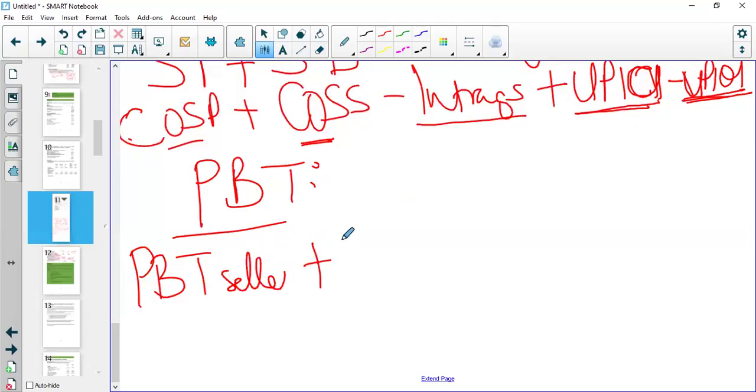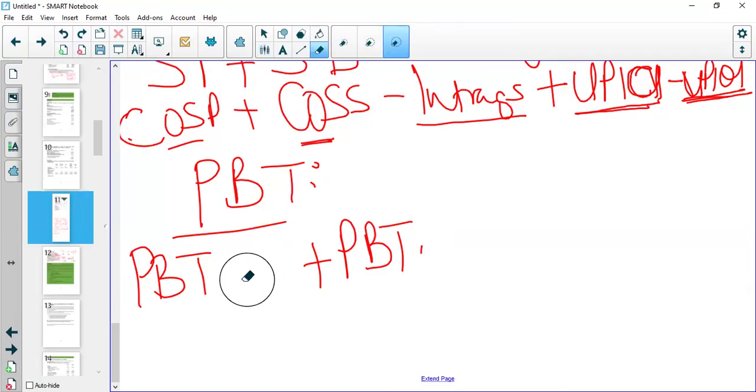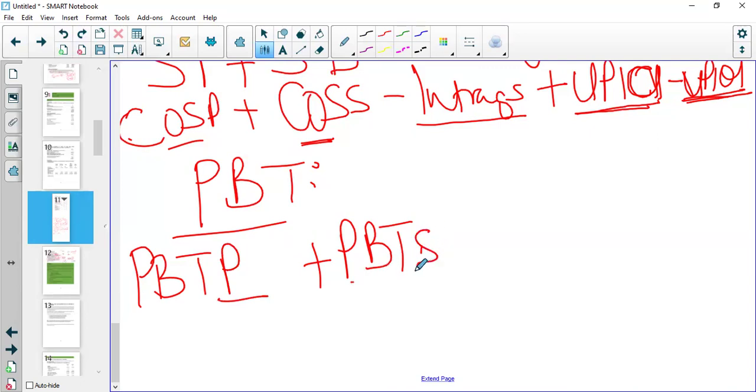Plus profit before tax of the, no, not of the seller. Why did I say the seller? The parent. Where am I now? Of the parent plus profit before tax of the subsidiary. Then you have to say minus unrealized profit in closing inventory, because now you are going directly to the profit.